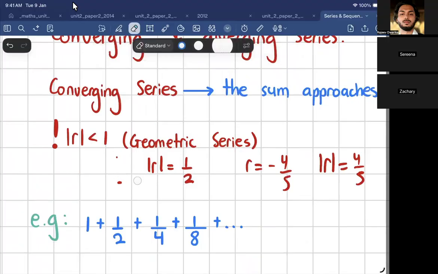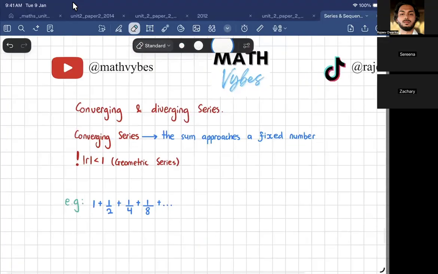So once the modulus is less than 1, it'll give you a convergent series, meaning that your value is going to approach a specific value.